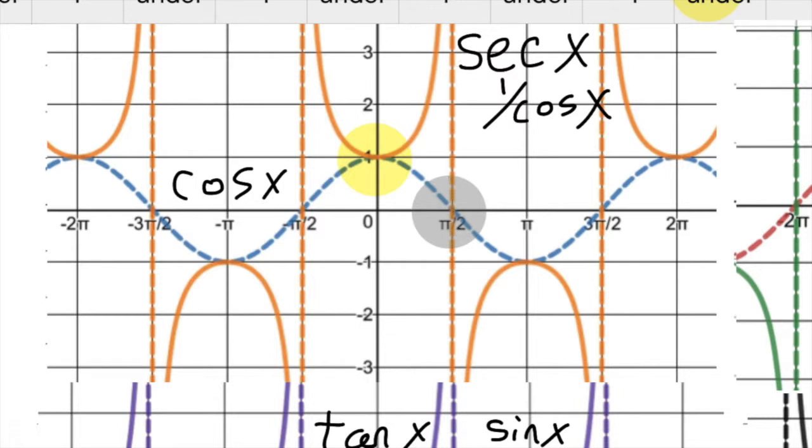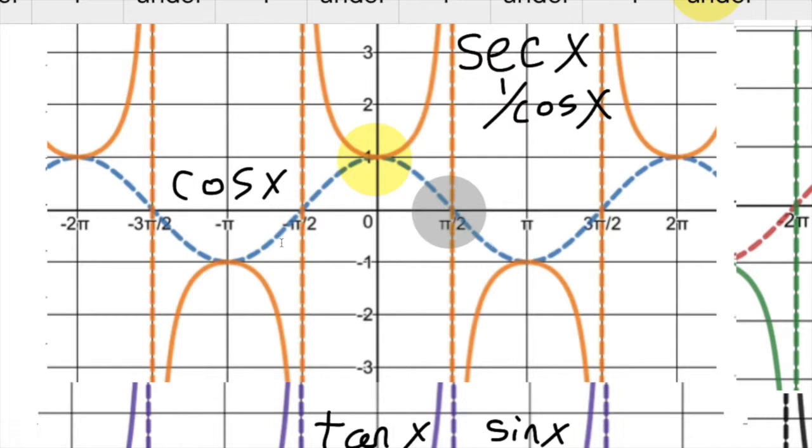vertical asymptote right here. And then things go negative, and you repeat the same thing all over again. It's very symmetric in that way. For all the same reasons that we created a U shape here, you also create a U shape right here. I can't officially call it a parabola, but it looks a little bit like a parabola. The reciprocal of -1 is also -1, so they touch right here.